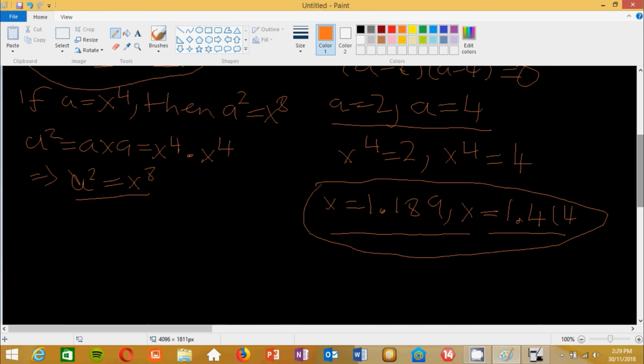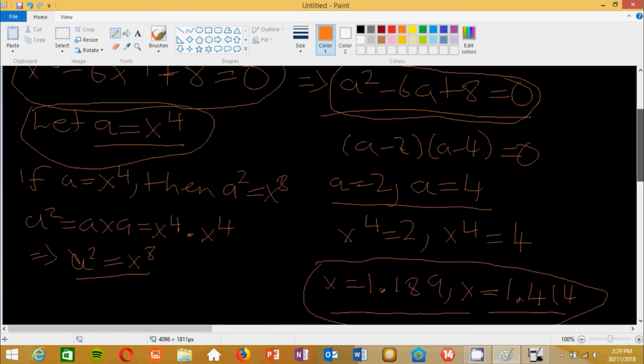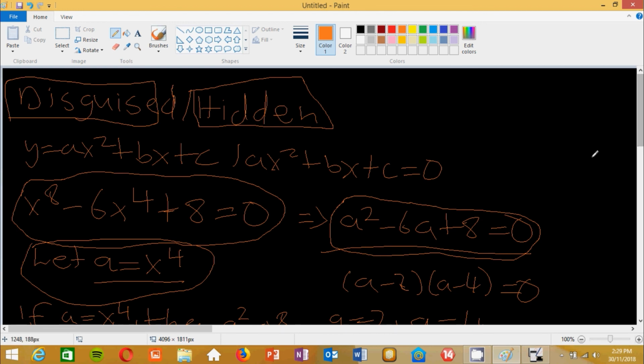And we are going to look at two more examples of disguised quadratic equations.